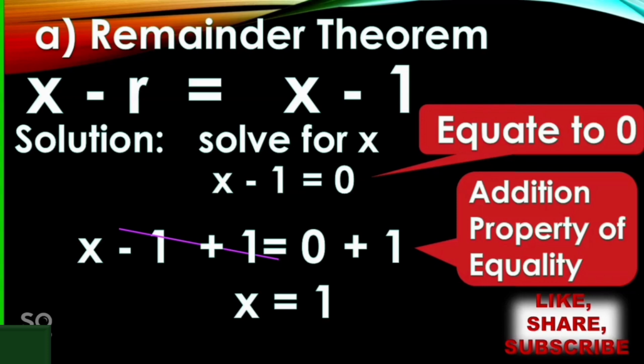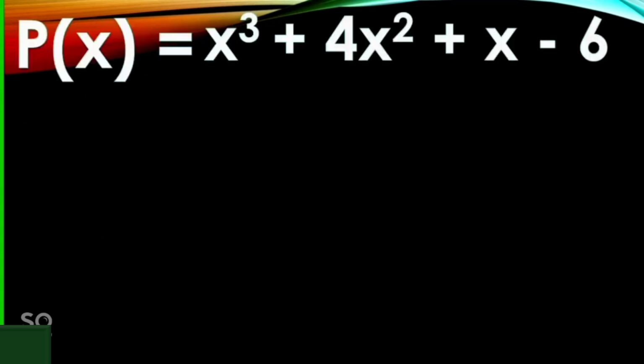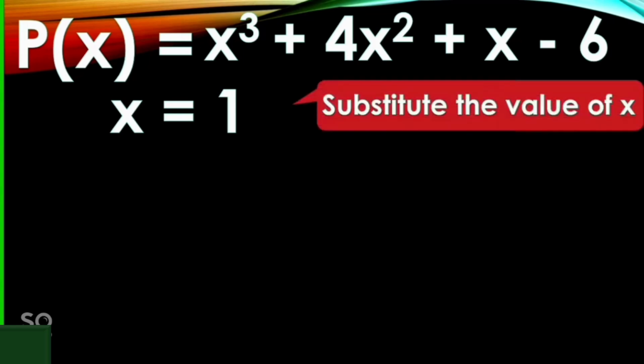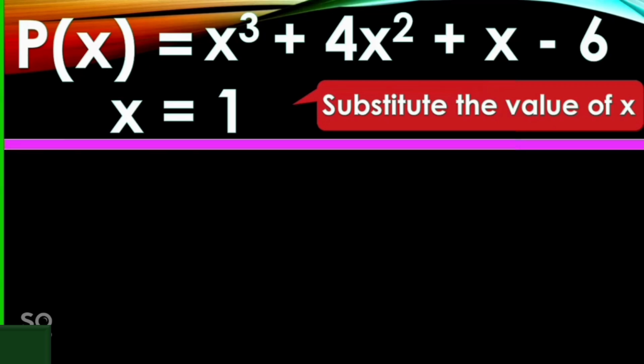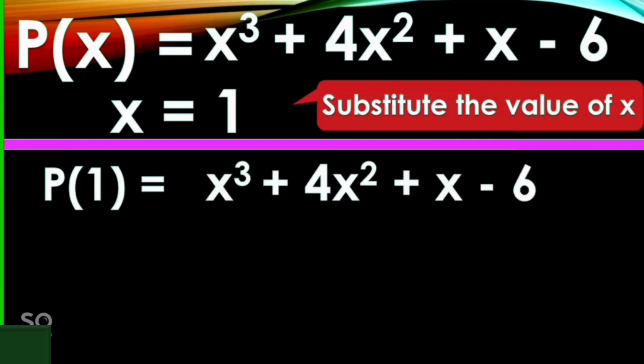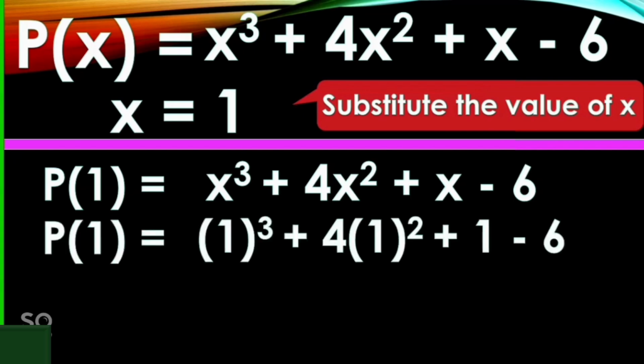Okay, positive 1 ang isa-substitute natin sa lahat ng x ng polynomial natin. We have p of x equals x cubed plus 4x squared plus x minus 6, and x equals 1. The first step, again, is to substitute the value of x. Ibig sabihin, papalitan natin lahat ng x ng positive 1. So, now we have p of 1 equals, replace x by 1, so we have 1 cubed plus 4 times 1 squared plus 1 minus 6.